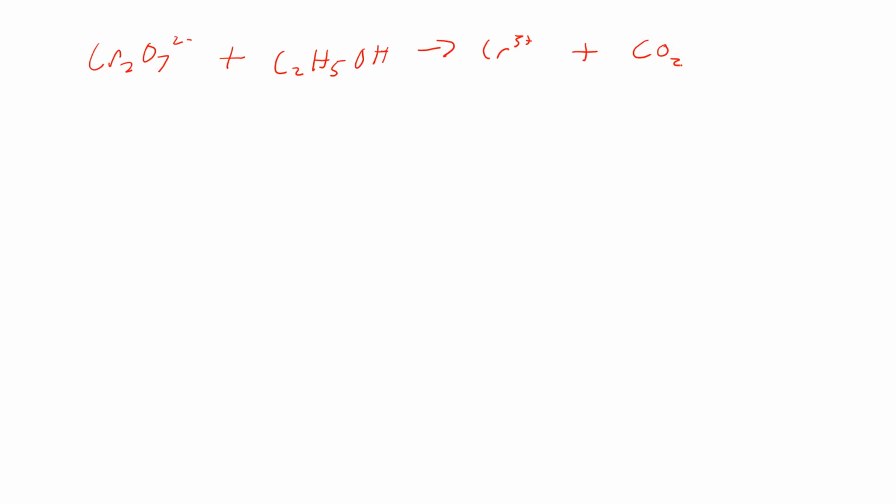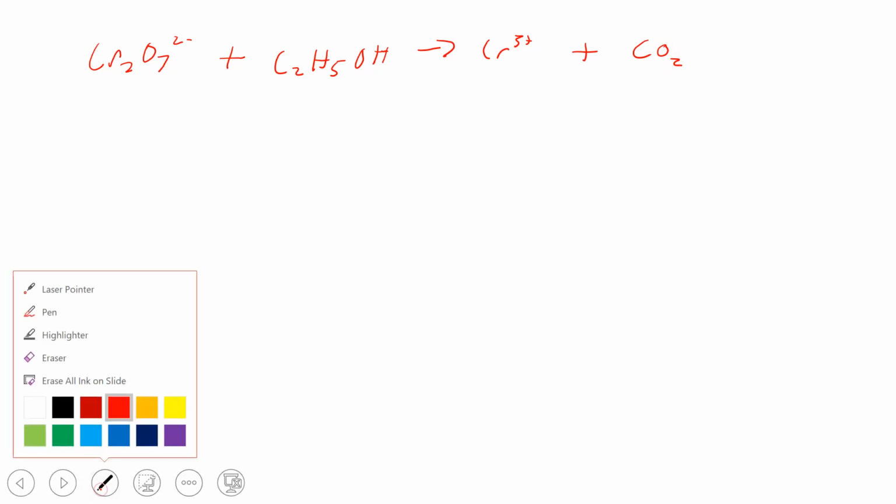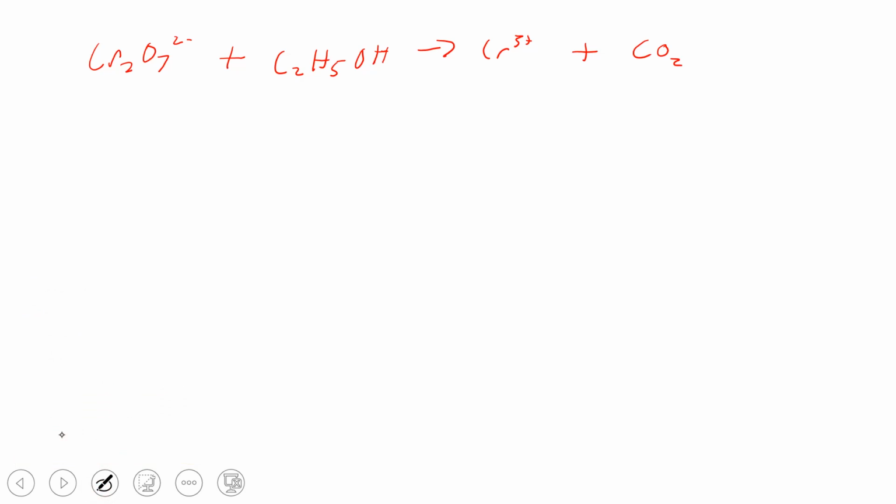So let's go through and assign oxidation states here. If we start with Cr2O7 2 negative, oxygen would have a 2 negative charge. So 2 negative times 7 would give us a total of 14 negative. But we want 2 negative to be left over. So we actually only have 12 negative that we need to balance. If we divide that by 2, each chromium would have a 6 positive charge on it.